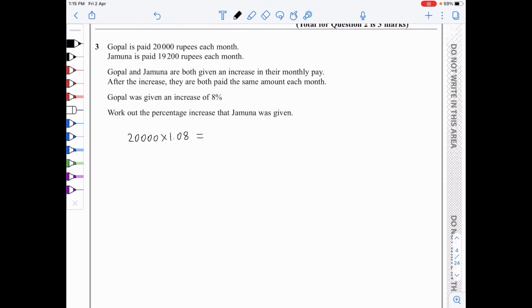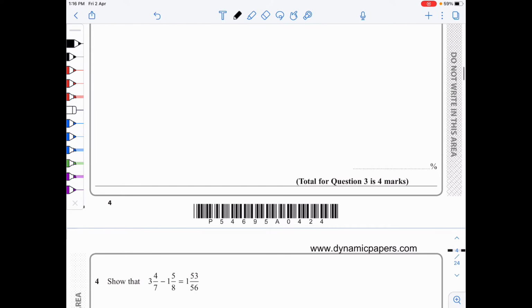So if we just do this quickly on the calculator, we get an answer of 21,600. So we can see that the salary of the second person has increased from 19,200 to 21,600. So if we just do 21,600 over 19,200, we will be getting a result of 1.125, which corresponds to a 12.5% increase. So that's 12.5.